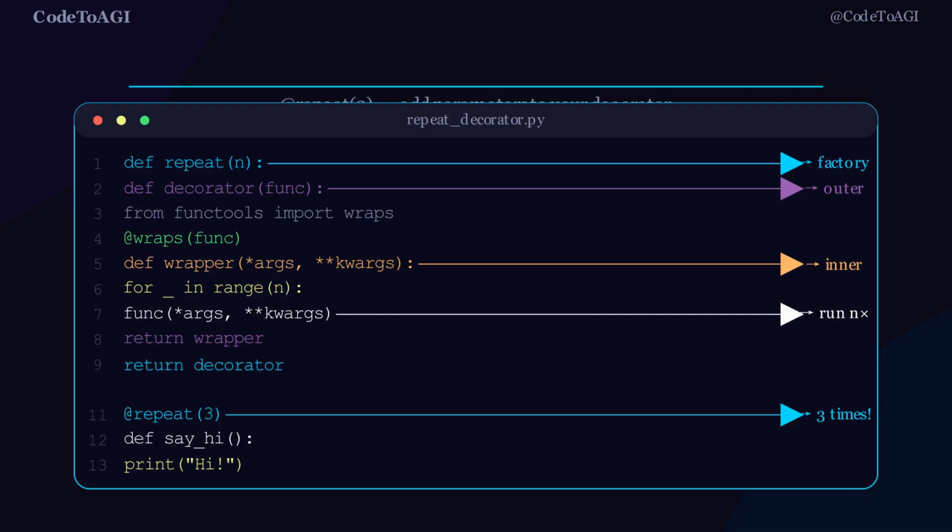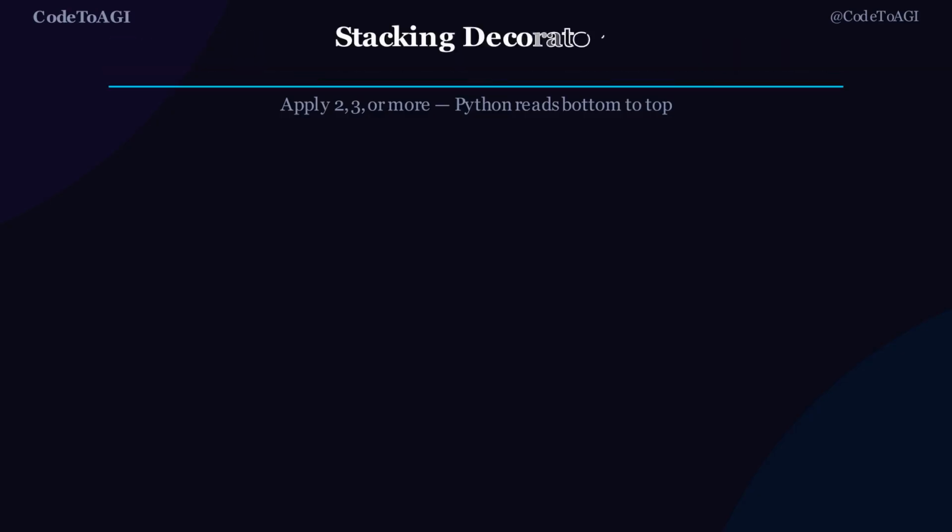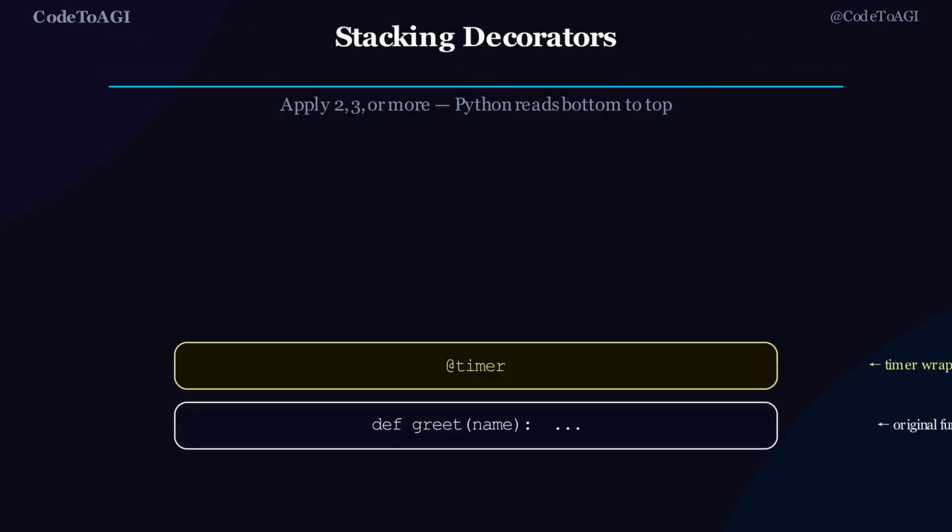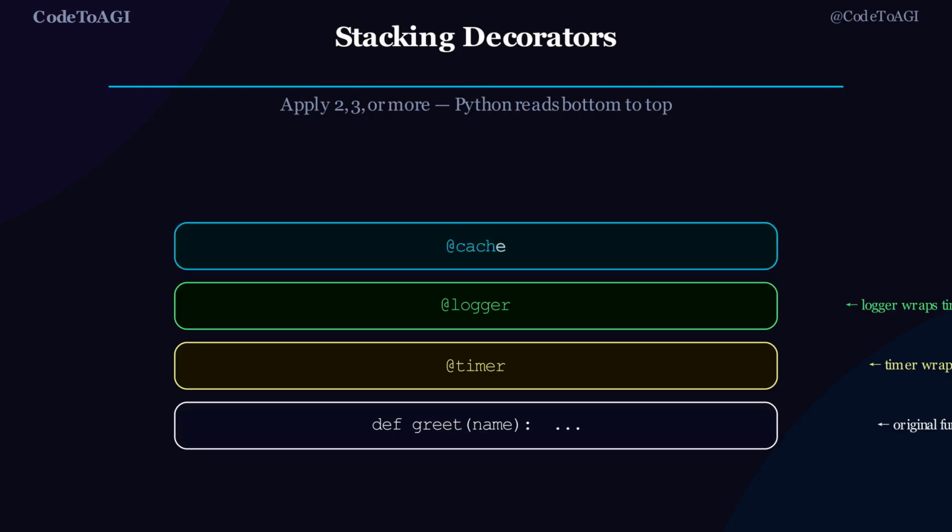The decorator handles it. You can stack multiple decorators on one function. Write @cache, @logger, @timer above def greet. Python applies them bottom to top. So greet is first wrapped by timer. Then that result is wrapped by logger. Then that result is wrapped by cache. Calling greet now runs all 3 wrappers. Watch the layers stack on screen like a sandwich. Each layer adds behavior without modifying the one below it. This is the open-closed principle: open for extension, closed for modification. It is one of the most important principles in software design.